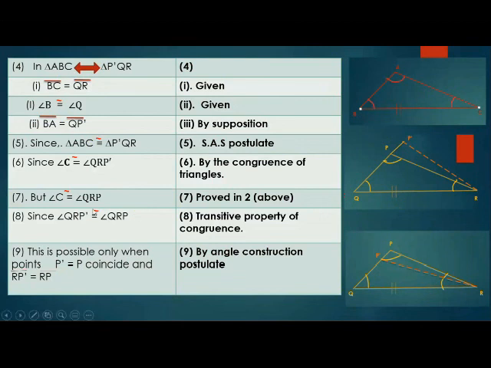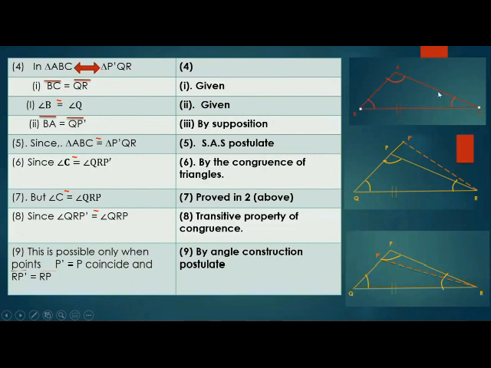We already know that whenever one thing is congruent to a second thing and the second thing is congruent to a third thing, then the first and the last are also congruent to each other. So if angle C is congruent to this one and angle C is also congruent to this one, these two things are also congruent to each other. But this is only possible when P dash is equal to P, or they coincide with each other.